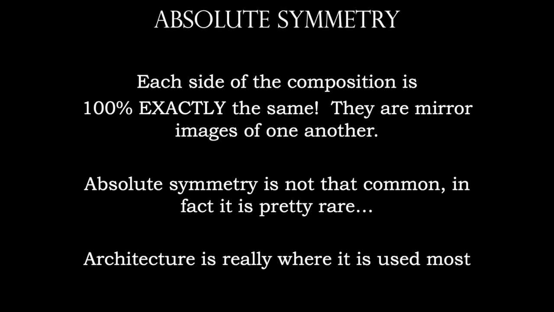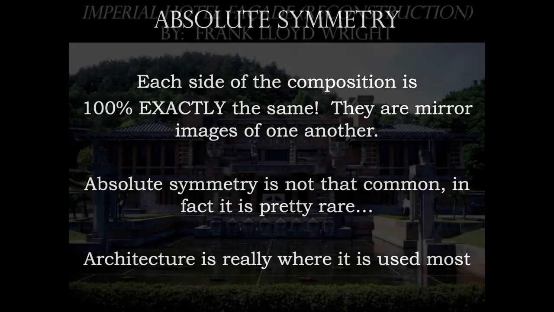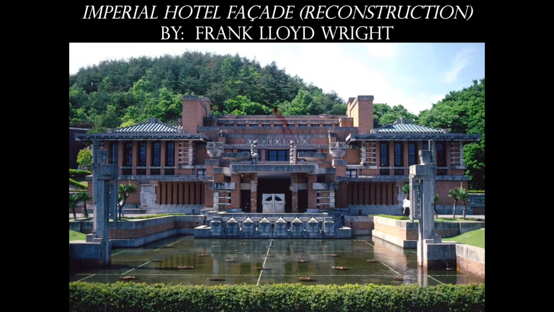Where we do see it in art tends to be in architecture. This is the Imperial Hotel, and actually a reconstruction of it. It was a building built by Frank Lloyd Wright in Japan in the early part of the 20th century. And if we were to imagine a line down the center of this building, we can say absolutely that the left side and the right side are exactly the same. They're mirror images of one another, and this would be absolute symmetry.